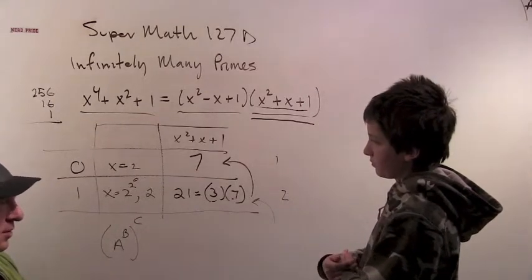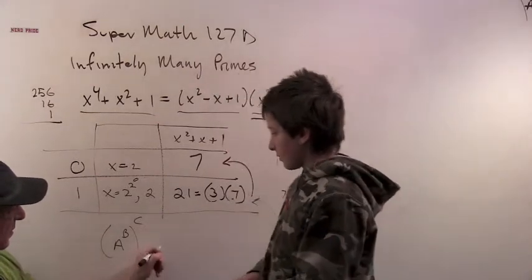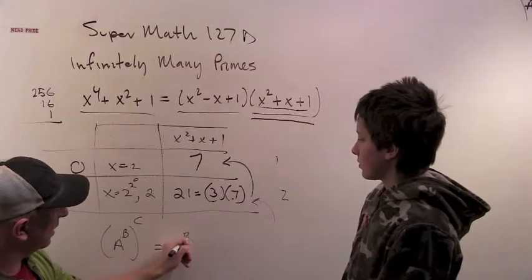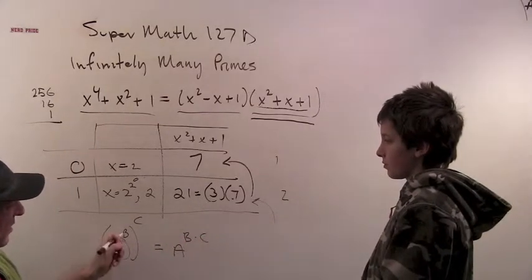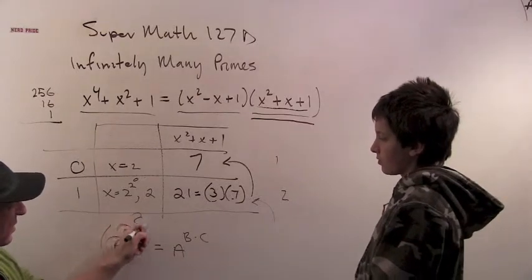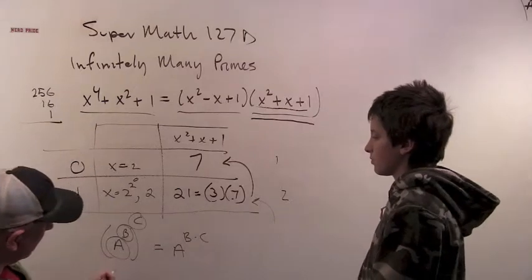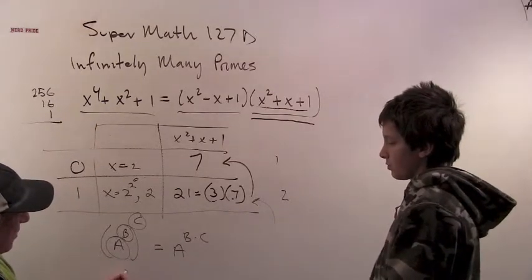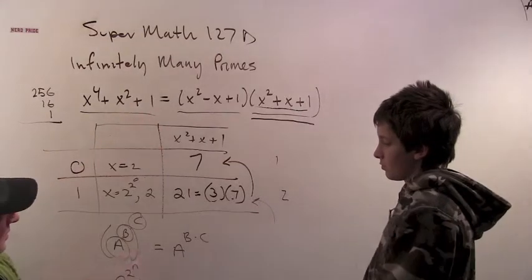What's our rule with powers? Well, this is a to the b times c. So we have our base, and then we have the two powers, b and c. In the example we're using here, we have 2 to the 2 to the n. That's going to be x.